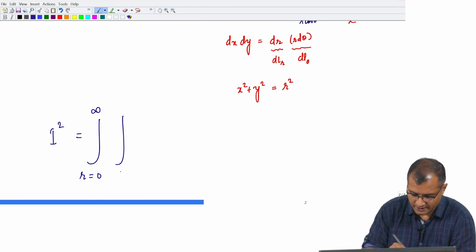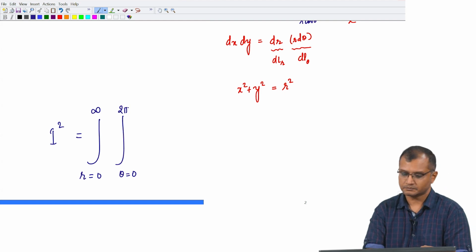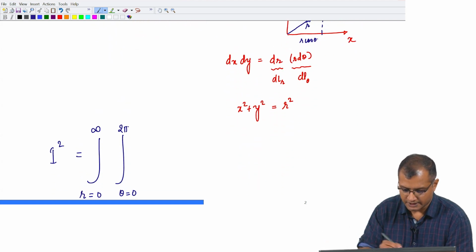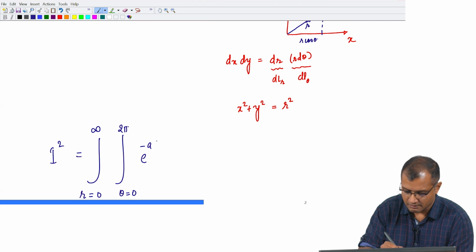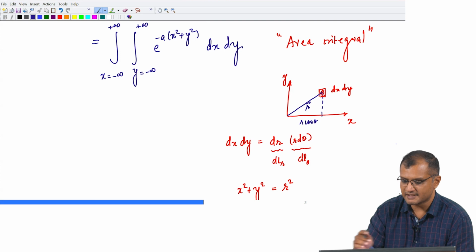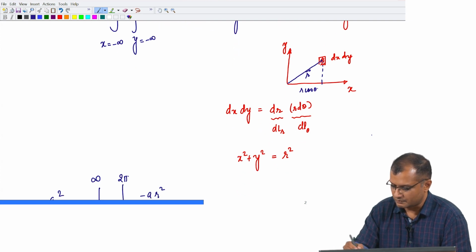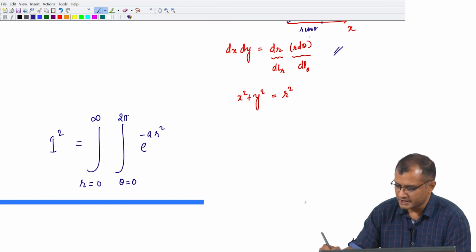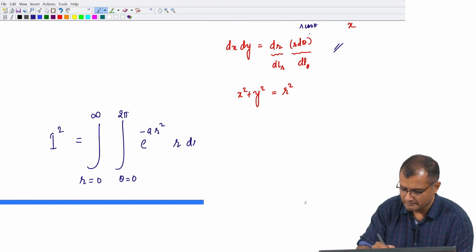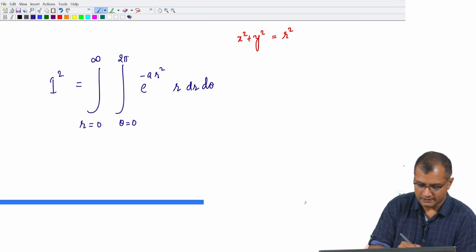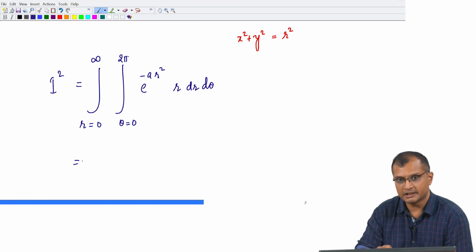So, then I can simply write down my theta to go from 0 to 2 pi, okay, and this particular integrand is just e raised to minus a r square, and I can write down this element dx dy as what I have written here, okay, r into dr d theta, fine, and then simply take the theta integration first.